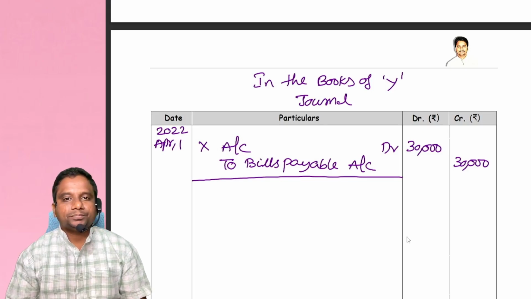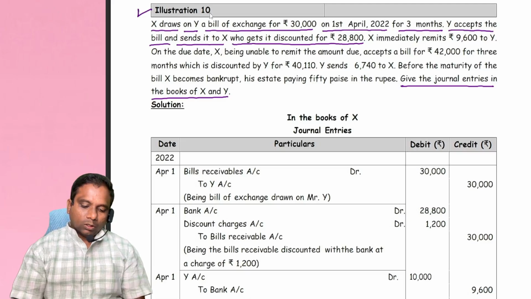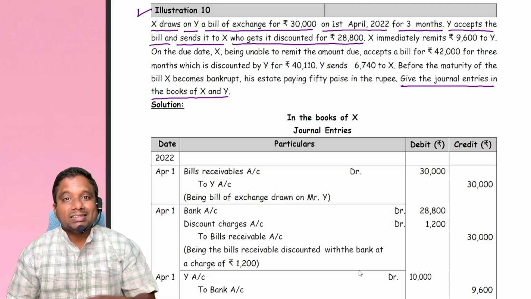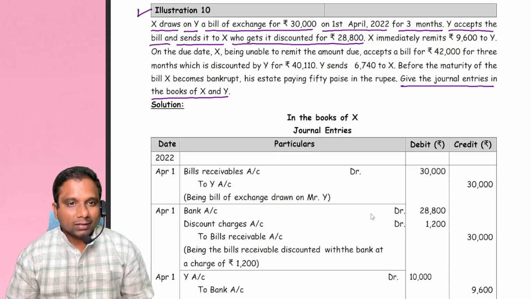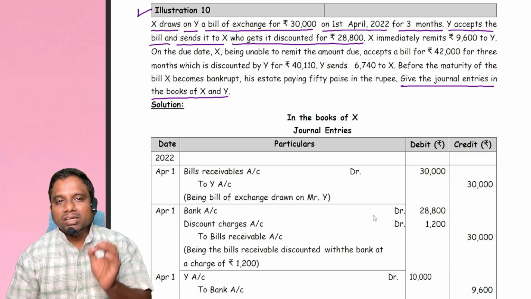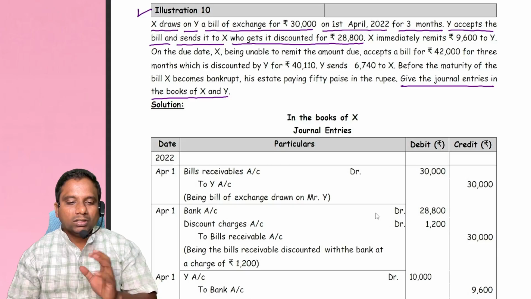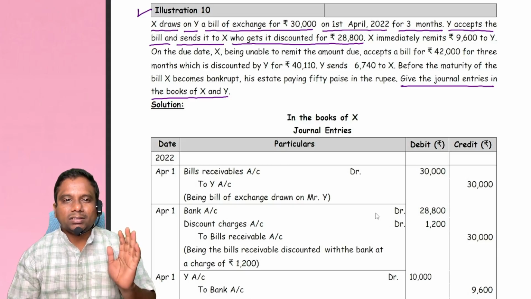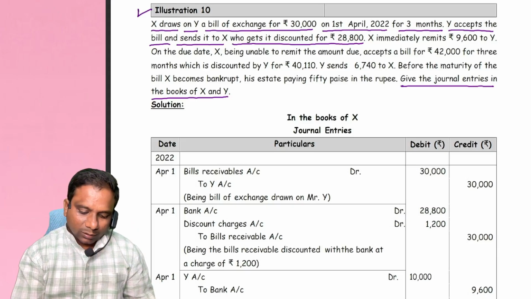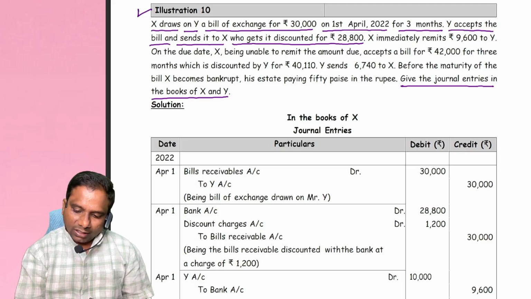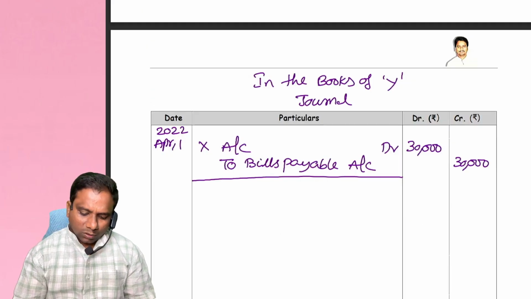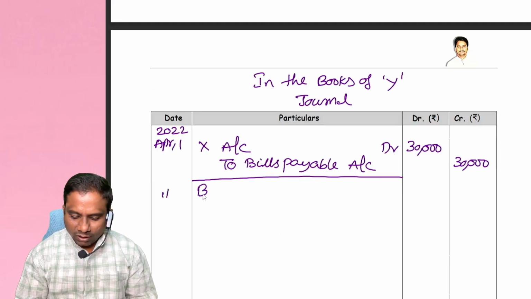That's it. Next one. Now what X did? X discounted this bill with the banker. This transaction is between bank and X. This transaction is nowhere related with Y. So record the entry in the books of X. On which date? Date is not given. Assume on the same date. We discounted the bill amount now.